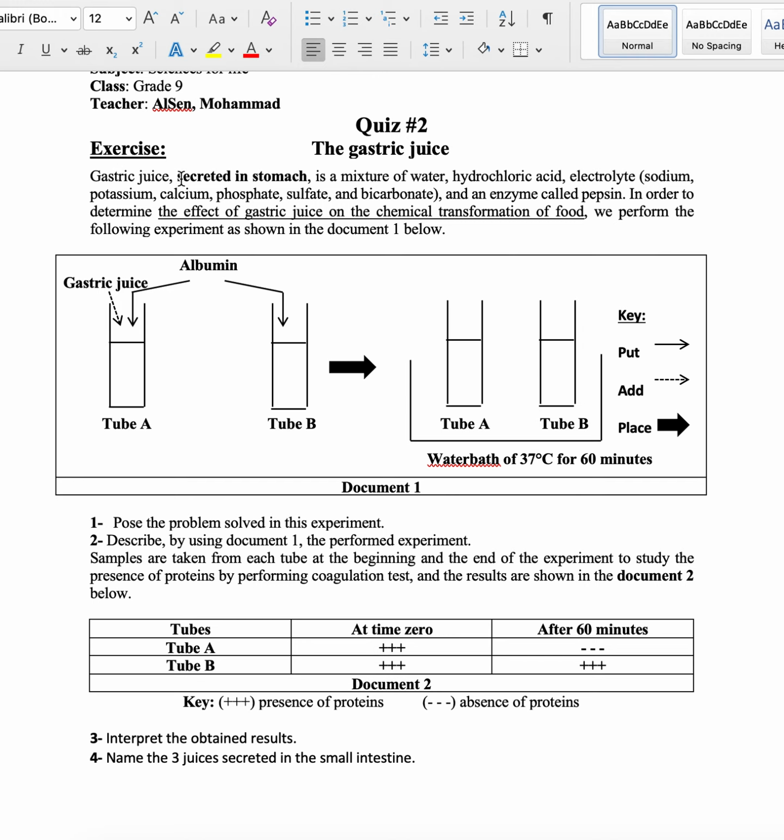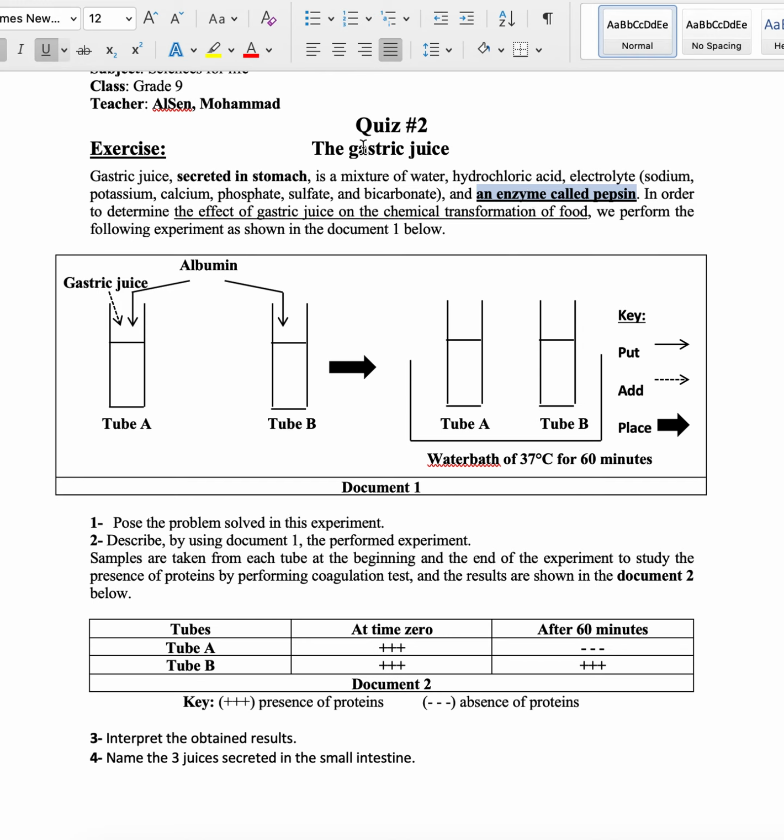Gastric juice secreted in the stomach is a mixture of water, hydrochloric acid, electrolytes and an enzyme called pepsin. So gastric juice is secreted in the stomach; it is a mixture of water, hydrochloric acid, electrolytes, and an enzyme called pepsin. I have to focus here on pepsin and stop at it for a moment. Since I'm talking about pepsin, the enzyme is responsible for the chemical transformation.